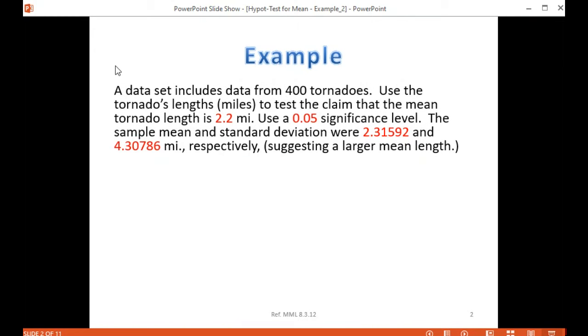A data set includes data from 400 tornadoes. Use the tornado's length, which is in miles, to test the claim that the mean tornado length is 2.2 miles. Use a 0.01 significance level. The sample mean and standard deviation were 2.31592 and 4.3078 miles, respectively, suggesting a larger mean length.